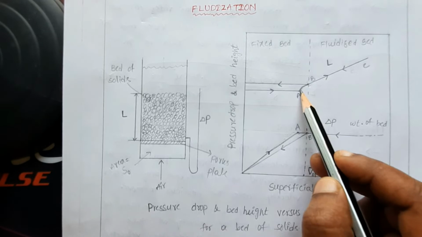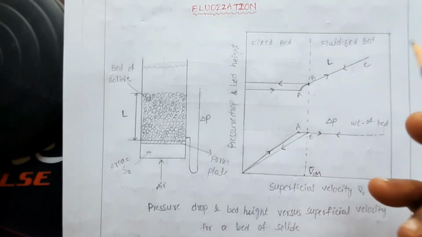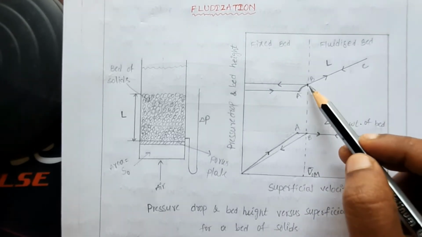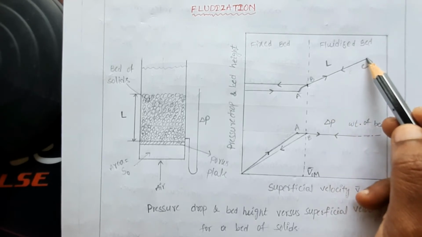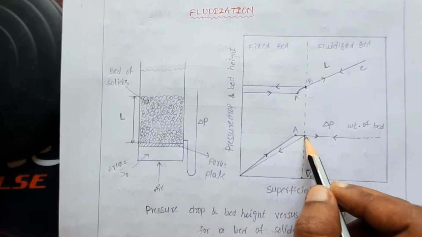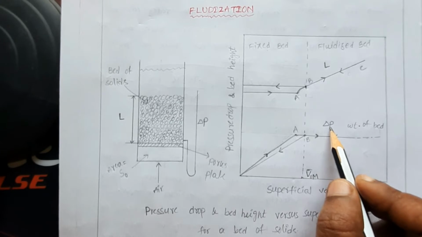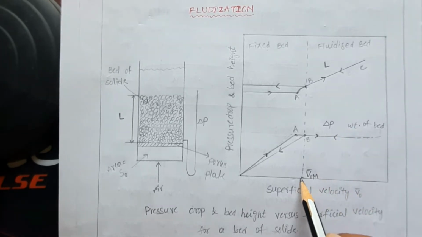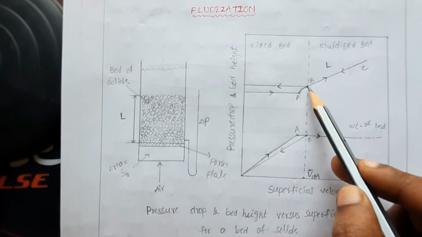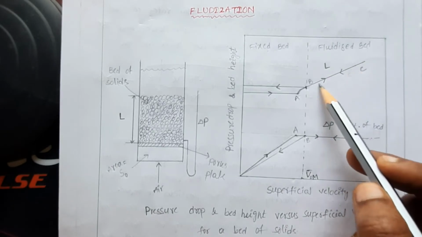But if you reach this particular point B, by increasing the velocity of the fluid, the bed height will keep on continuously increasing. Clear? At this point, the weight of the bed will be counterbalanced by the pressure drop. Beyond that, if you increase the velocity, the pressure drop remains constant throughout the bed and the bed height keeps on increasing. So this is called the condition of fluidization.